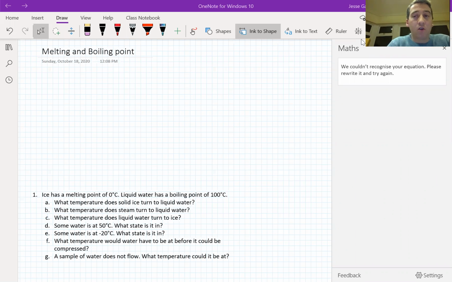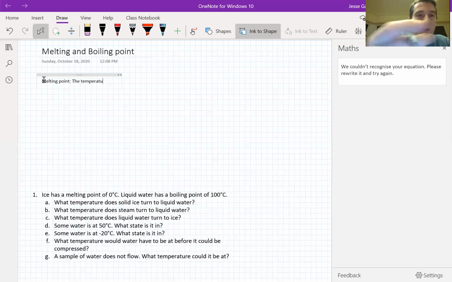Actually, before we do the questions, maybe it's a good idea to take down a couple of those keywords. The really important keyword from today is melting point. So what is the melting point? We've already seen that the melting point is the temperature. The point bit means the temperature.